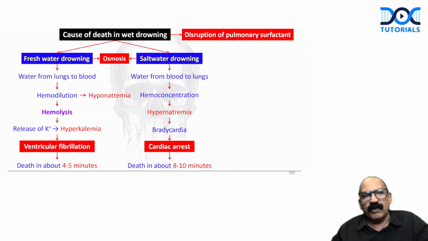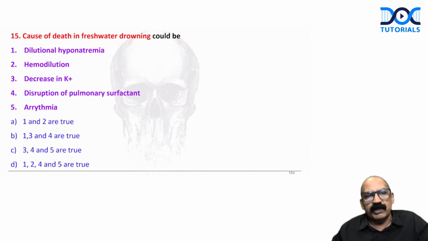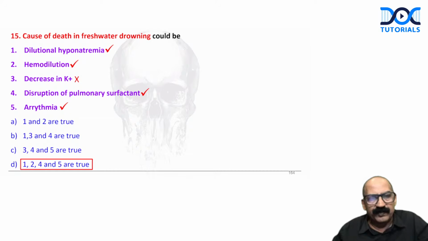Okay. Now, dilutional hyponatremia, yes. Hemodilution, yes. Decrease in potassium, wrong. Disruption of pulmonary surfactant, yes. Arrhythmia, yes. So 1, 2, 4, and 5 mark.